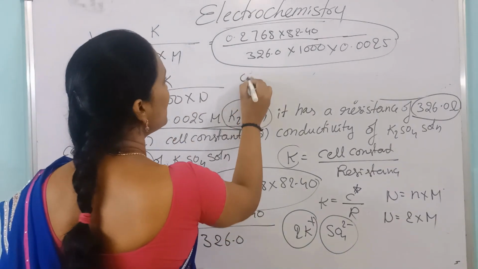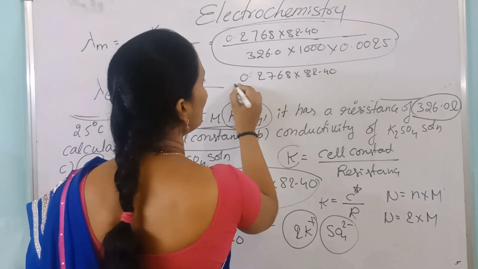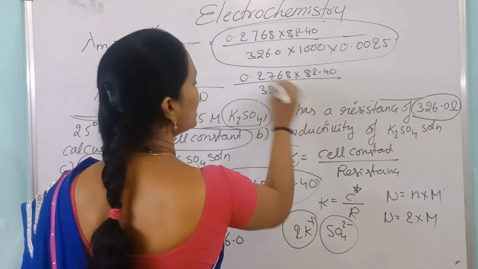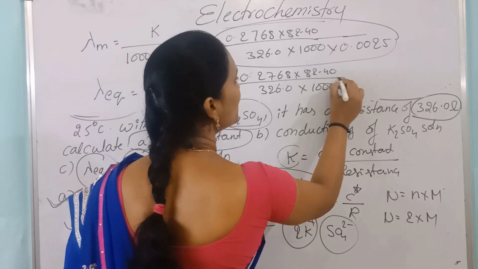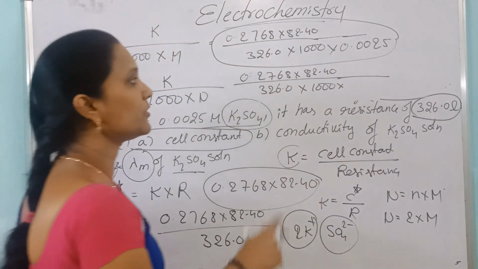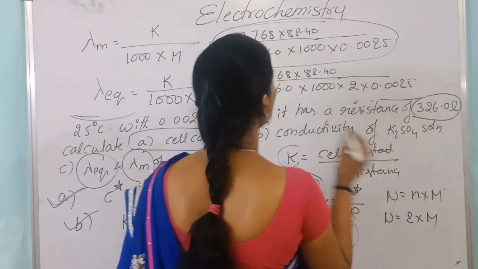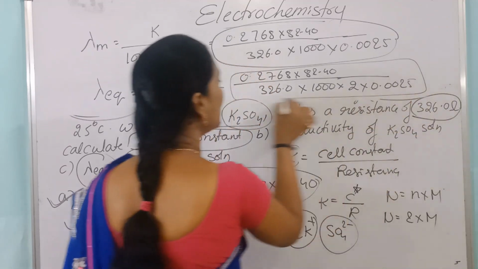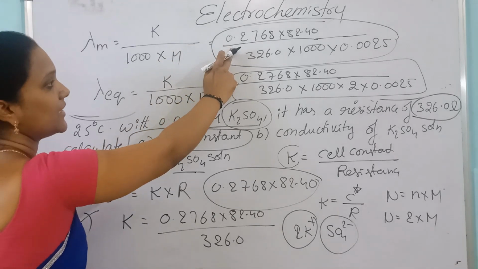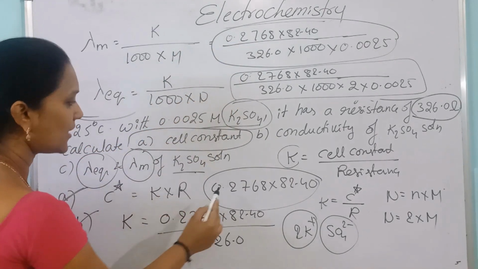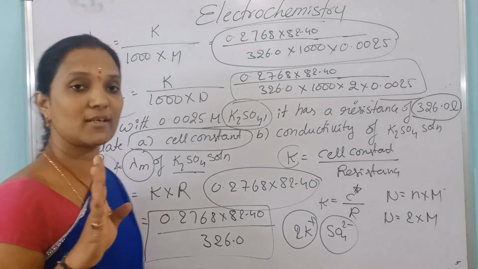So now K is 0.2768 into 82.40 by 326.0. This is K into 1000 by normality. What is the normality? 2 into molarity, 2 into 0.0025. Just simplify this one, multiply and divide, you will get the equivalent conductance. Here we are getting molar conductance, this is equivalent conductance, this is the cell constant, and this is the specific conductance. So in this problem, the four we solved.